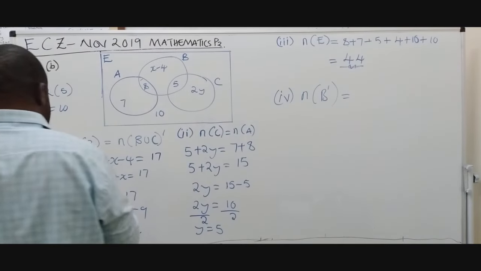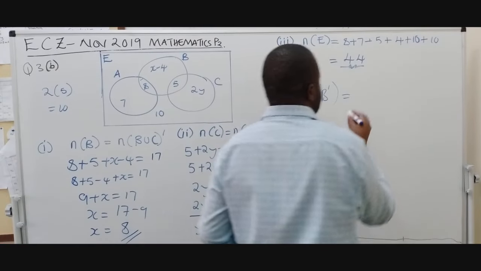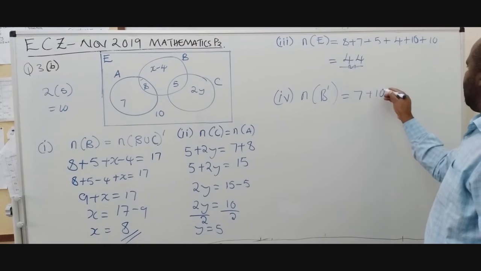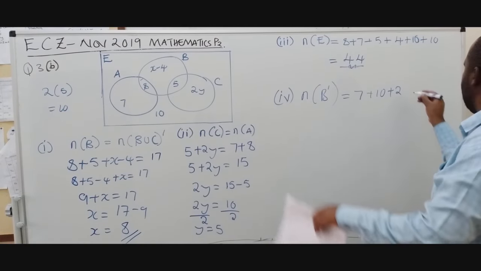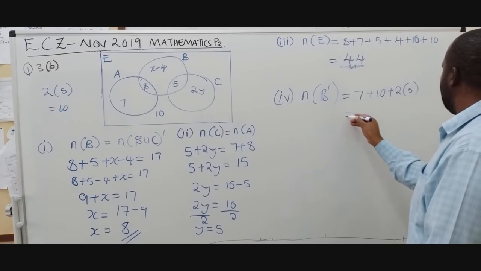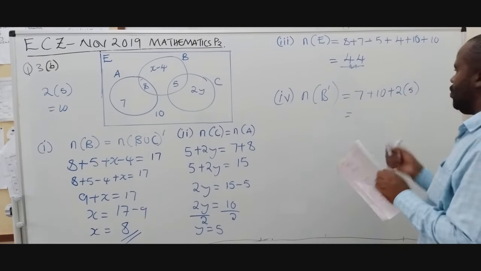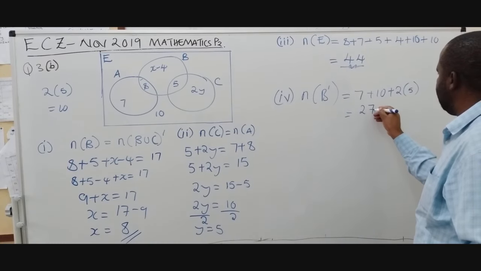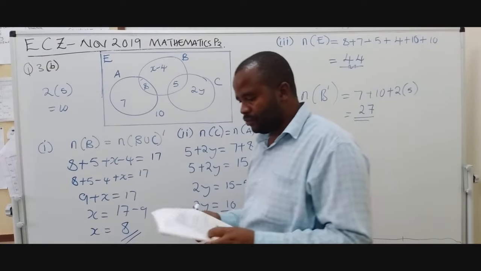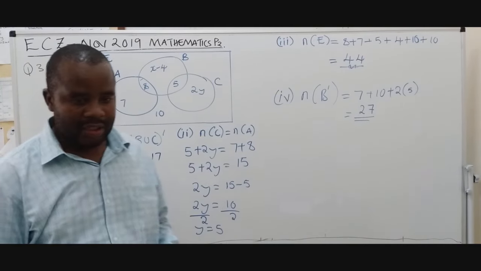It is 7, 10, and 2y. So you're going to say 7 plus 10 plus 2y. Instead of saying 2y, we'll say what is our y? Our y is 5. So what is 2 times 5? 10. Plus 10, 20. Plus 7, 27. So you have got 27 as your answer. And this concludes question 3. So we go to question 4.